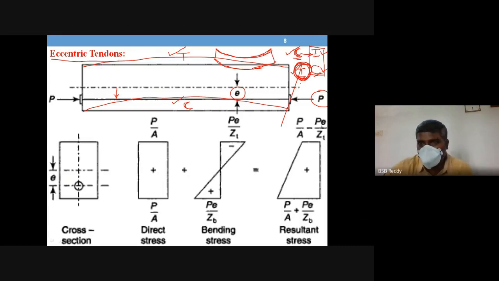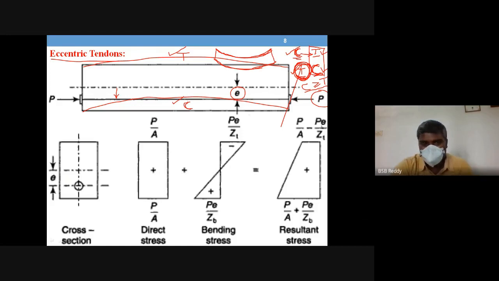Okay, so you must have this compressive stress that is developed by pre-stressing be either equal to or greater than the tensile stress value. Greater than or equal to the tensile stress that will come because of the loads. Okay, so this is the main intention, the prime concern in these eccentric tendons.